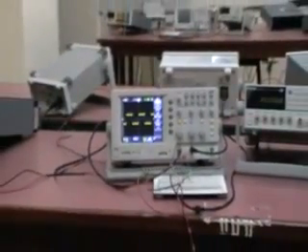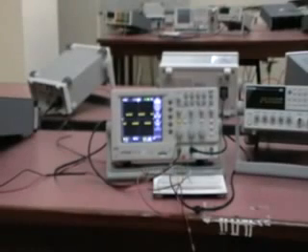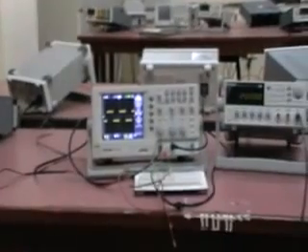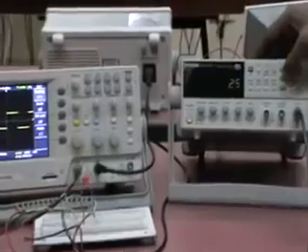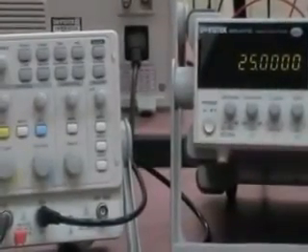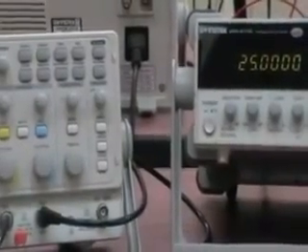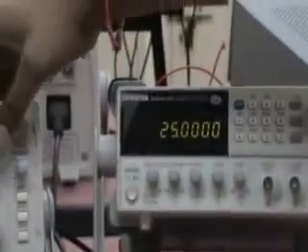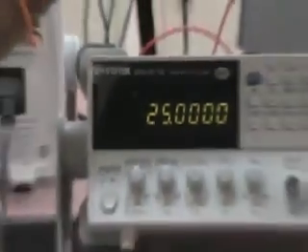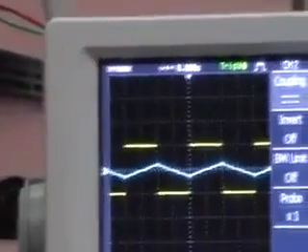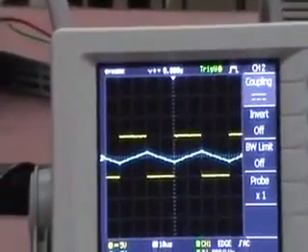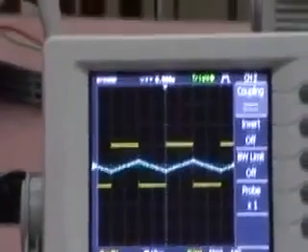Coming to the first case, whenever the time period is very much less than the time constant, we will take the frequency as 25 kHz. So by keeping 25 kHz in the function generator, you can observe the output across channel 2 in the DSO, where the input is given at 25 kHz. It is a triangular waveform.